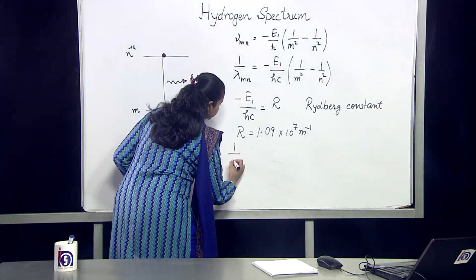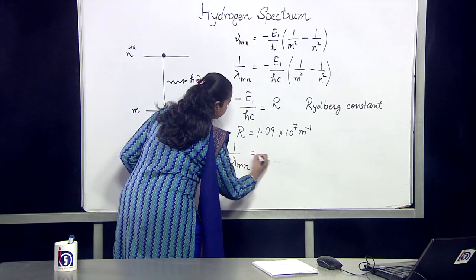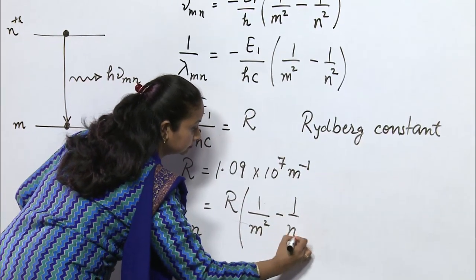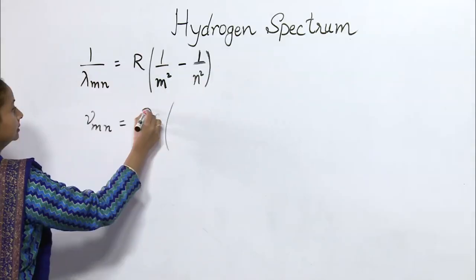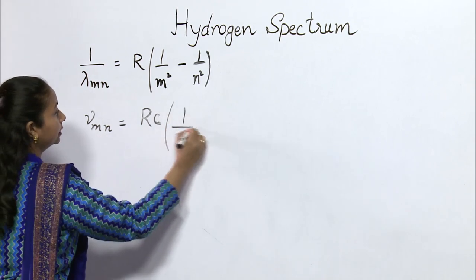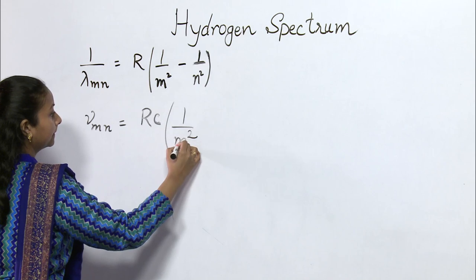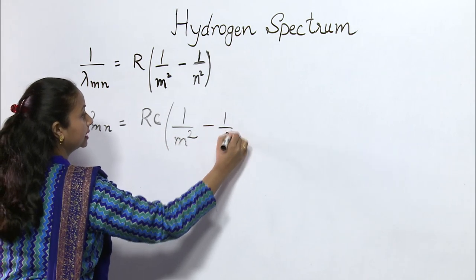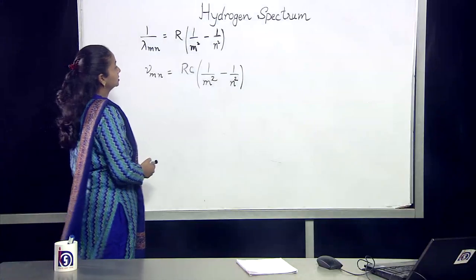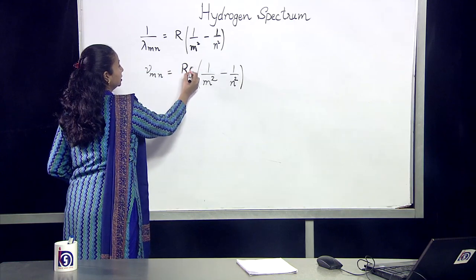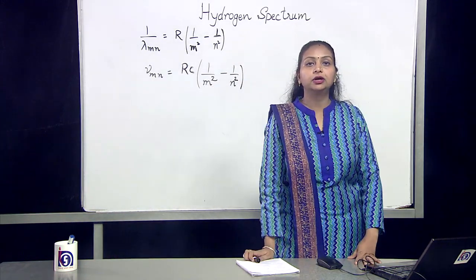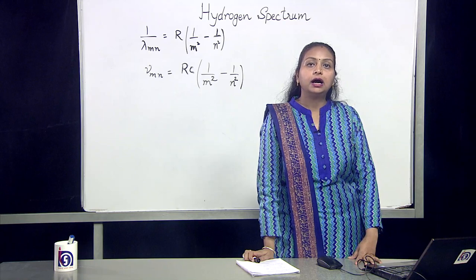So these expressions get simplified as: the corresponding frequency is given by nu mn equal to Rc times 1 by m square minus 1 by n square. These are the simplified as well as master equations by using which we can very easily determine the frequency as well as the wavelength of the transition lines in the hydrogen atom.